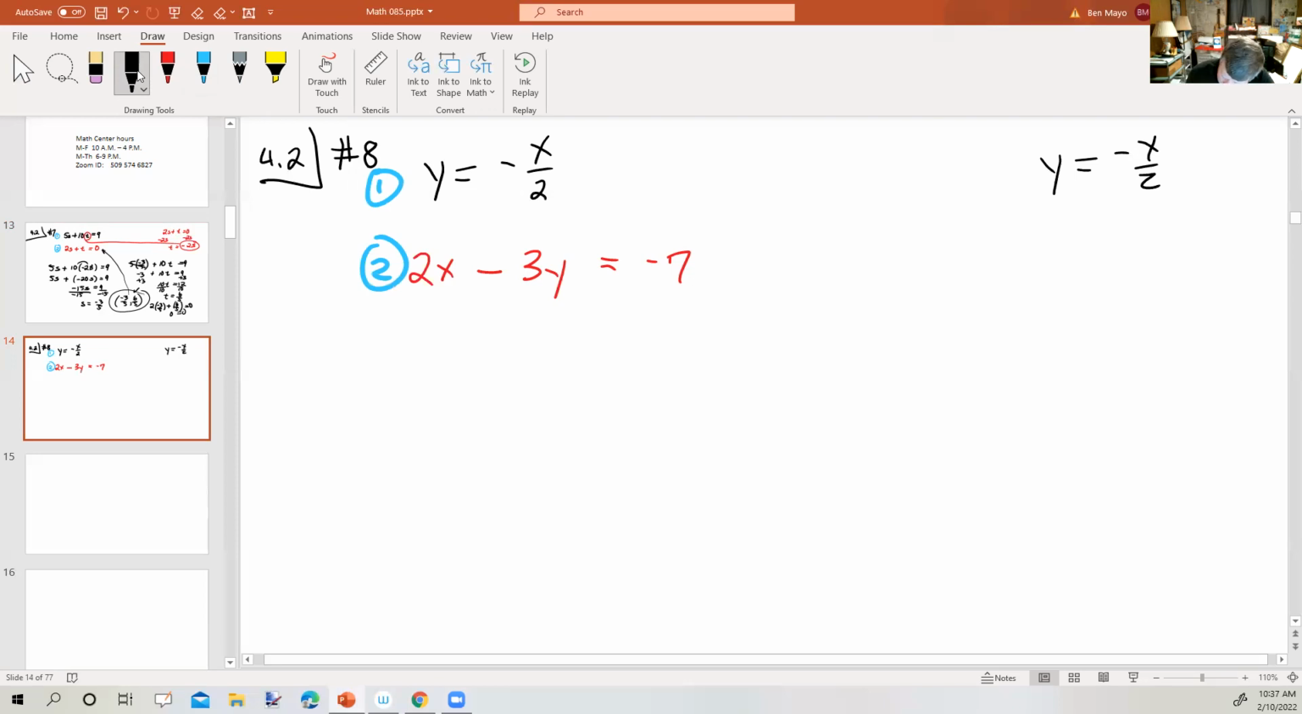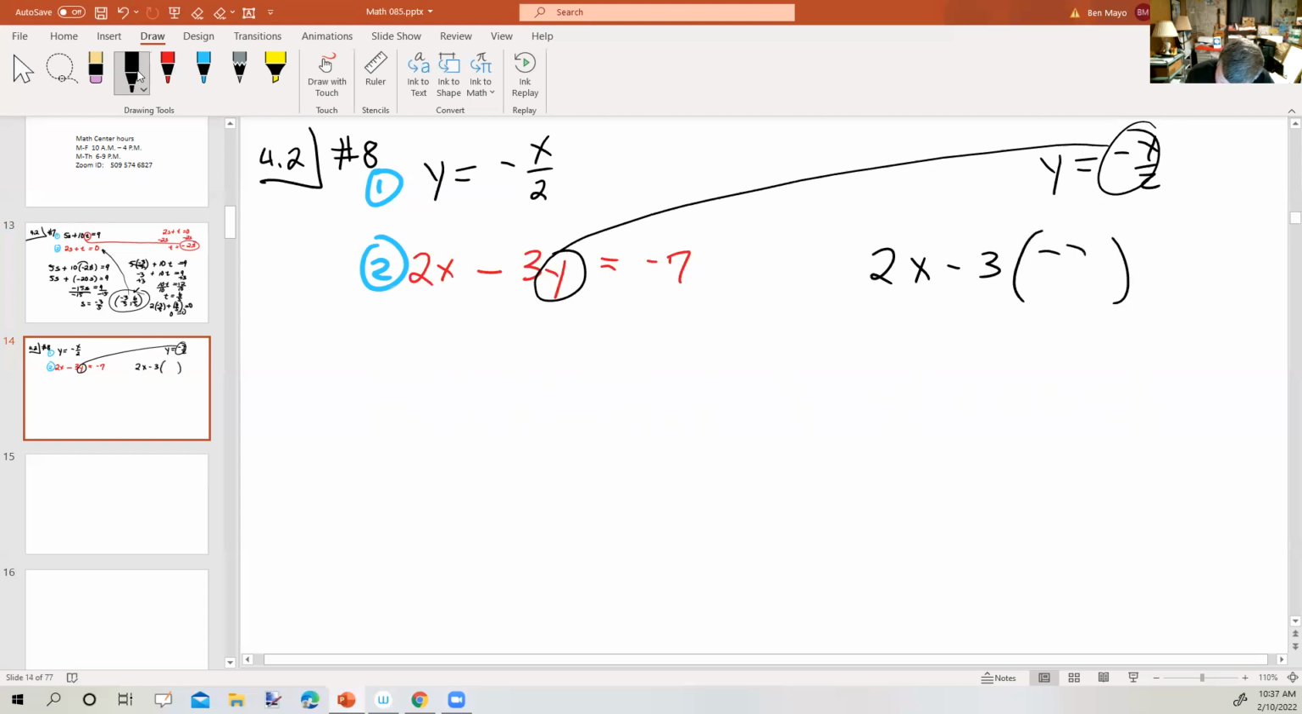So now I'm going to substitute that in the place of y in the other original equation. So equation number 2. This gives me 2x minus 3 times y, but we're replacing y with negative x over 2 equals negative 7. This should produce one equation with one unknown, and it does. It produces an equation with just x. So step 3 is to solve this equation.